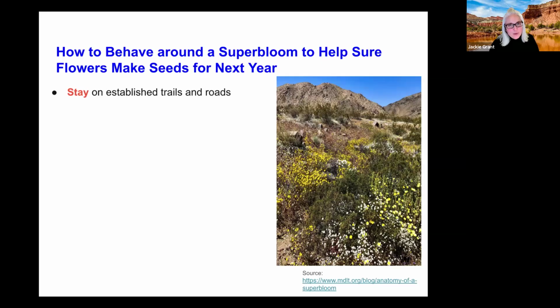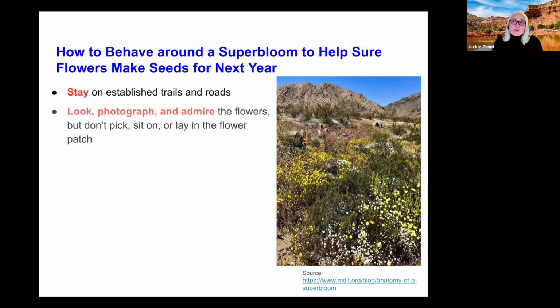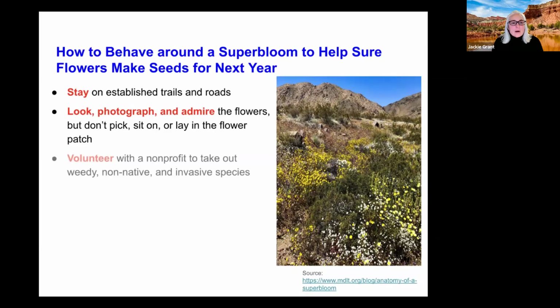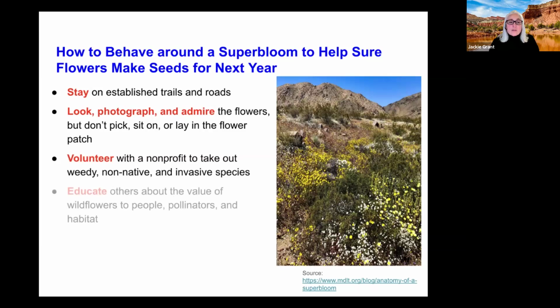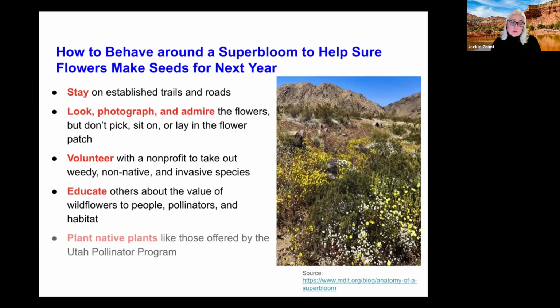Some things that are important to know is that super blooms can be a little bit fragile, even though they look like so many wildflowers. So there are some important rules about how to behave around a super bloom to make sure that those flowers can make seeds that might show up next year, or they might show up many, many years in the future.